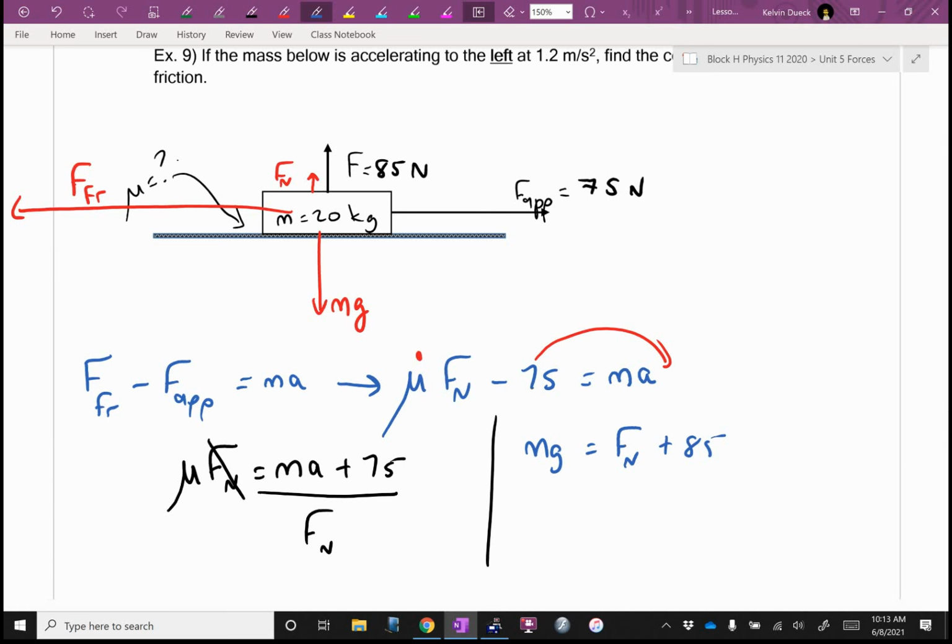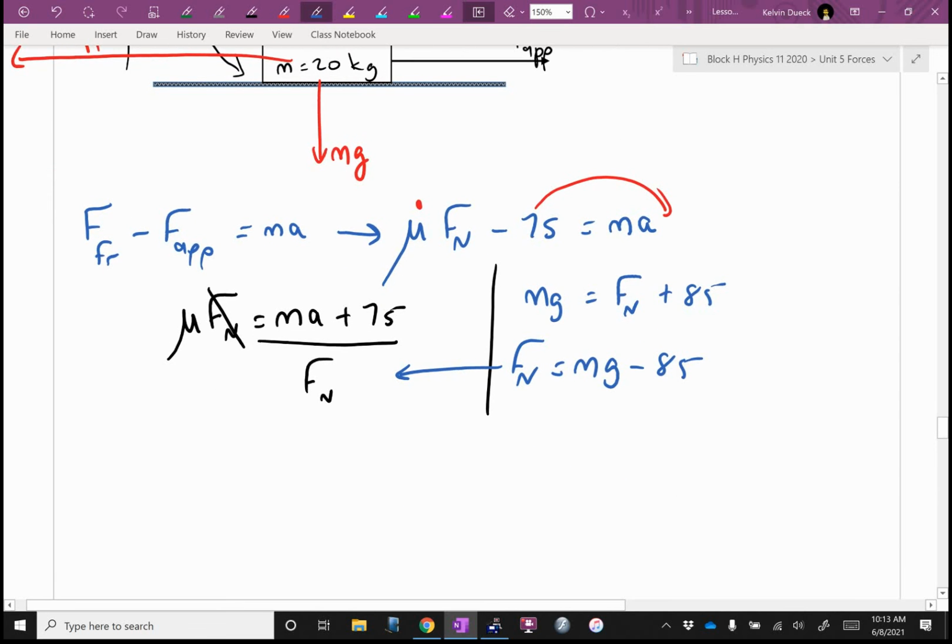What am I trying to find here in my little mini equation? How would I get the normal force by itself? Is there a negative in front of the normal force? How would I move the 85 over? Minus it. Yeah. And I'm going to be really lazy. I'm going to see if I can do this all in one step. So I'm going to say this. Apparently mu is going to be ma plus 75 divided by mg minus 85.